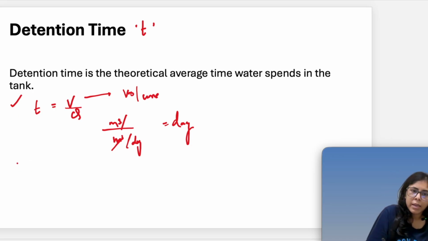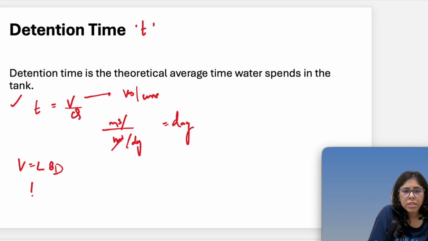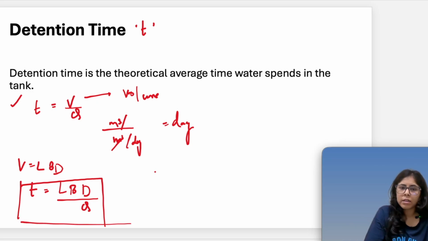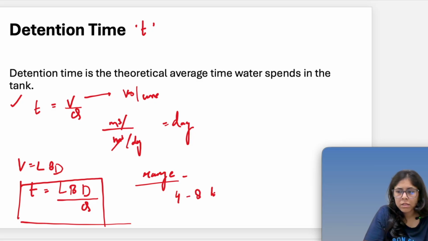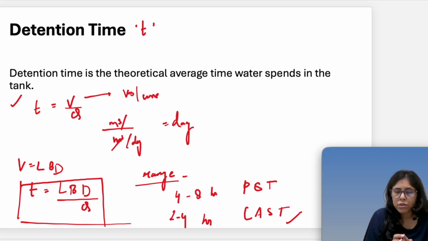So the volume of the tank will be L into B into D, right? So the detention time will be L into B into D upon Q. With this we can calculate the detention time of the tank. The range for detention time is 4 to 8 hours for plain sedimentation tank, and around 2 to 4 hours for coagulation added sedimentation tank. So this is the range for detention time.